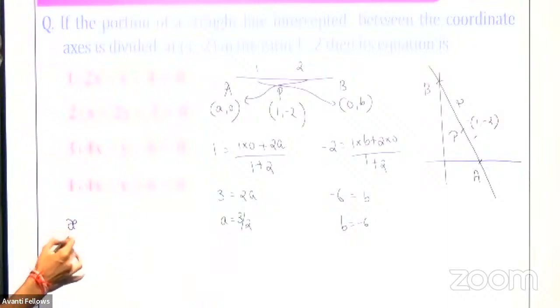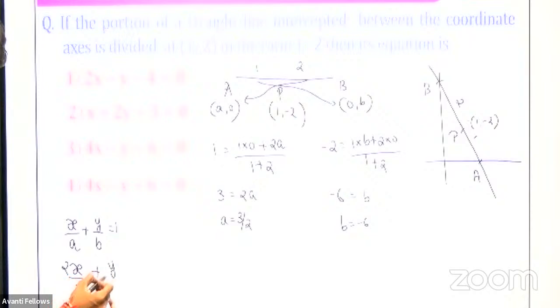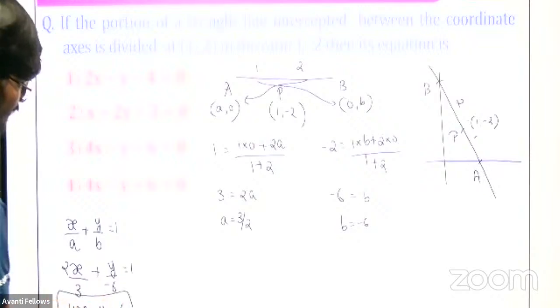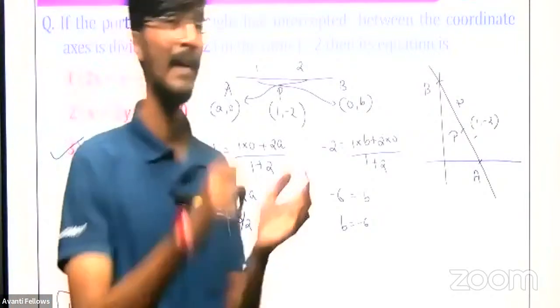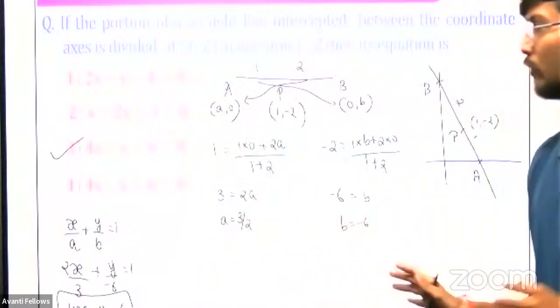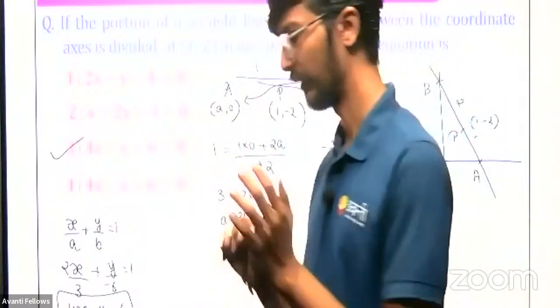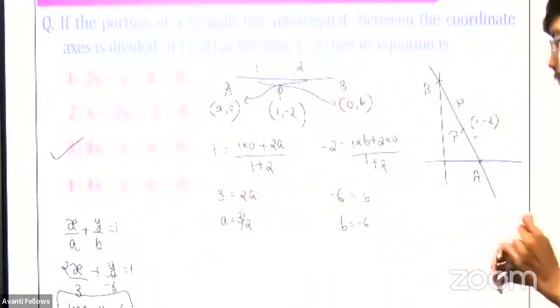The equation of line in intercept form is x upon A plus y upon B is equal to 1. Let us substitute the values. So x upon 3 by 2 plus y upon minus 6 is equal to 1. If I multiply by 2, I get LCM 6. So 4x minus y is equal to 6. This is my answer, 4x minus y is equal to 6, or option number 3, 4x minus y minus 6 equals 0. I hope you understood this question. If yes, we can proceed to the next question. Come on, let's see.